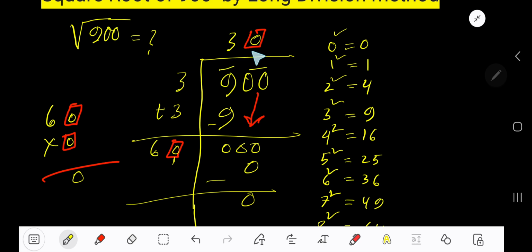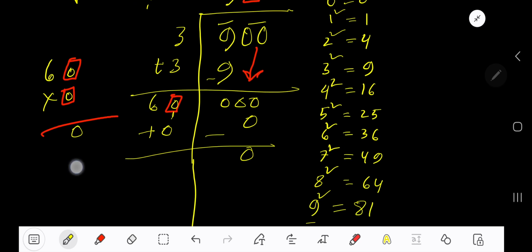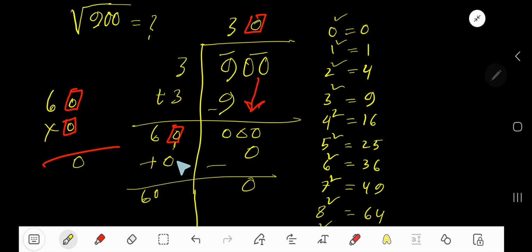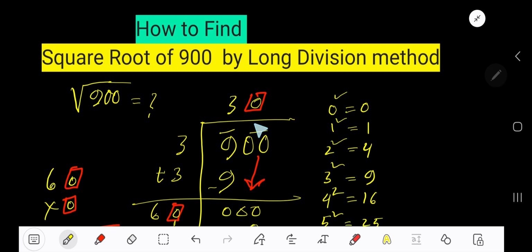So our answer is 30. To check the answer, we have placed here the digit 0, so the same digit will come under the divisor and add. 60 plus 0, 60. Okay, so look, this is double of this, so the double of 30 is 60, so our answer 30 is correct. The square root of 900 by long division method is 30.